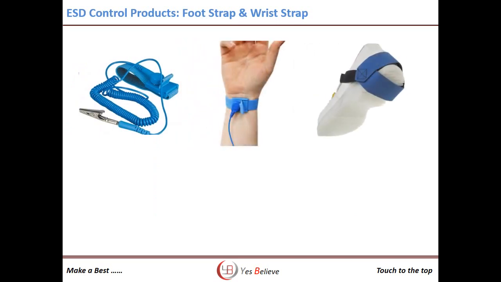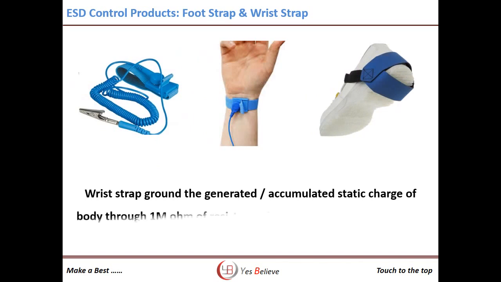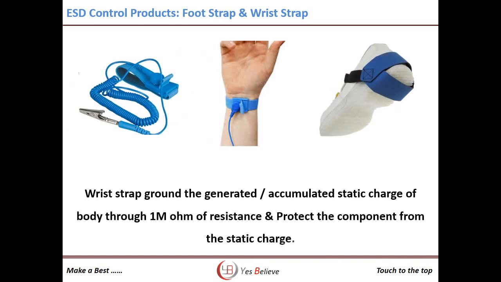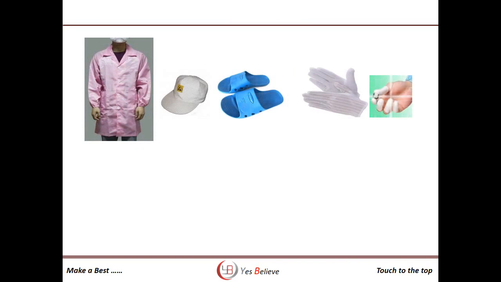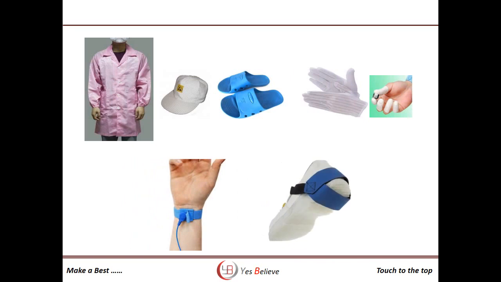Hence, a wrist strap or foot strap is used to ground this generated or accumulated static charge of our body through a 1 mega ohm resistance and protect the component from static charge. ESD aprons, head caps, slippers or ESD shoes, hand gloves, finger cots, and wrist strap or foot strap are the basic ESD control products that need to be used on the SMT shop floor. We saw the ESD control products which we need to use on the SMT shop floor.